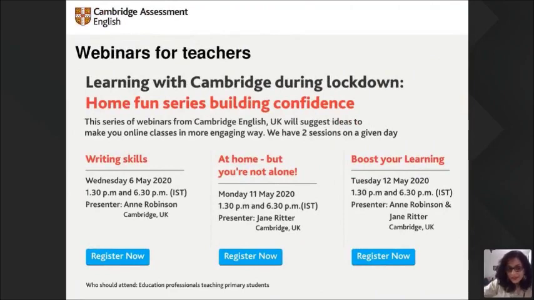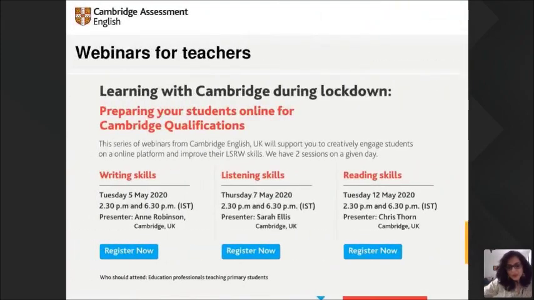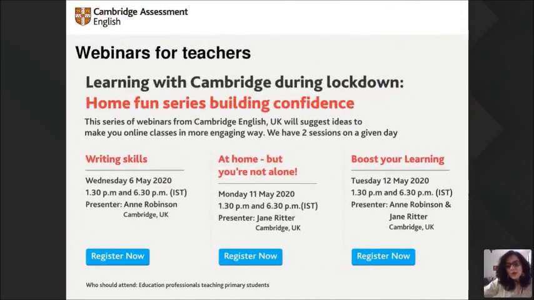Or are they the same? No, they are different. So you have At Home But You're Not Alone, by presenter Jane Ritter from Cambridge, UK. You have Boost Your Learning, and it's going to be jointly presented by Anne Robinson and Jane Ritter. You have Writing Skills again. I think this is a repeat from the previous slide by Anne Robinson. So I am ready for your questions.